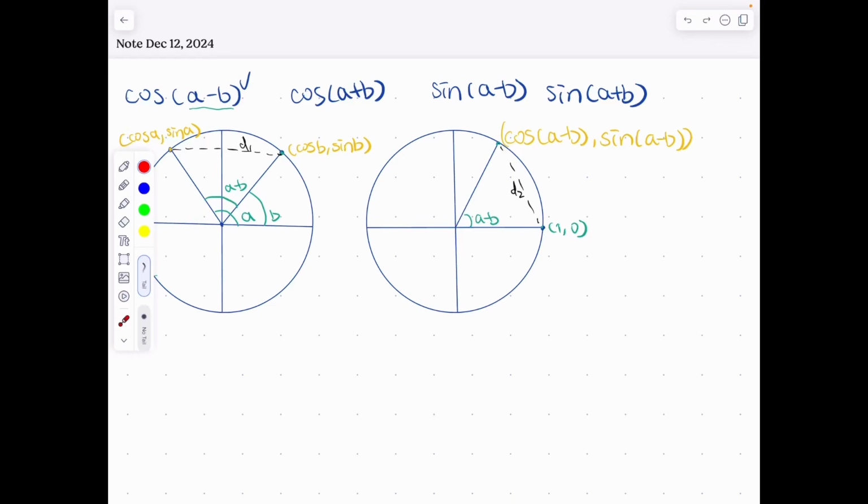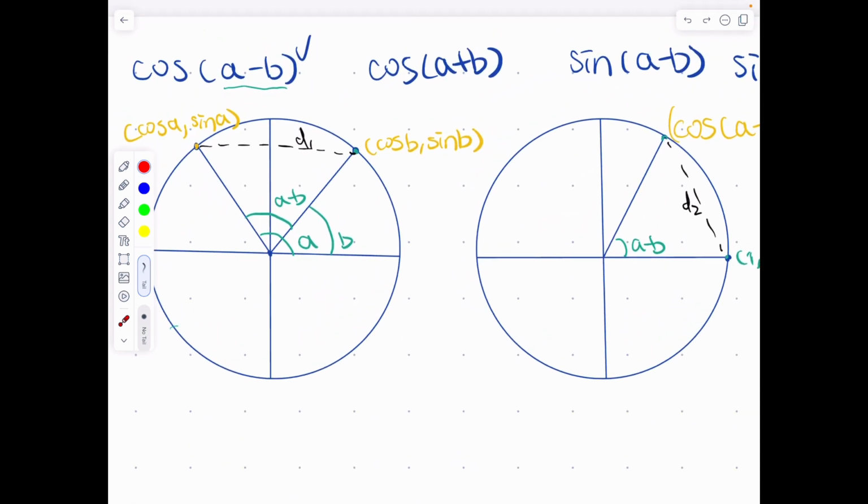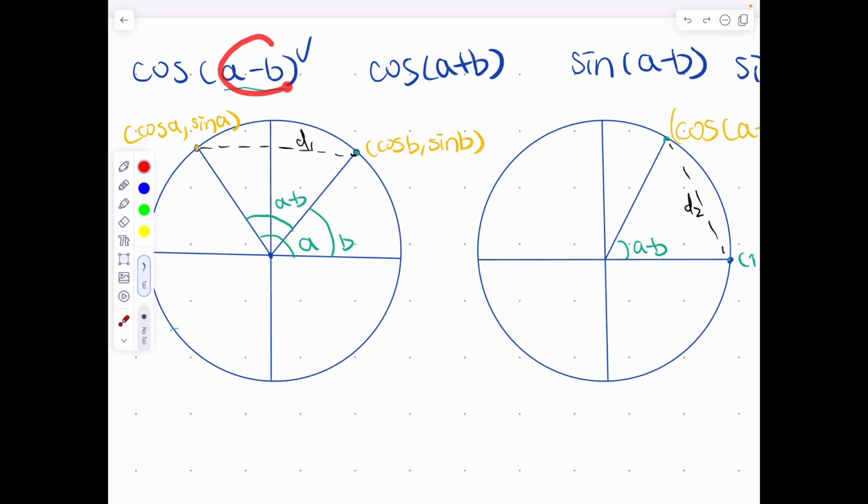Everyone, my name is Leo Wing, and today I'll prove the angle sum and difference identities for cosine. So let's look at the cosine of a minus b first. Let's say this angle is alpha and this is beta. Then this angle will be a minus b.